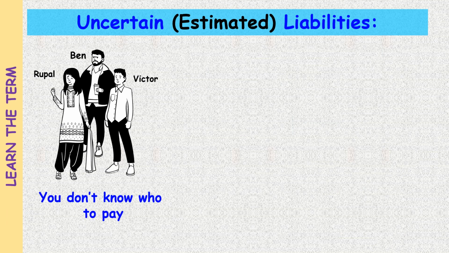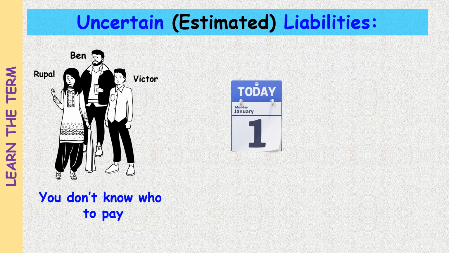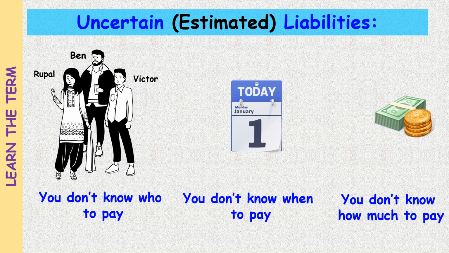So what is an uncertain liability? An uncertain liability is one where you don't know who to pay, you don't know when the payment will be made, and similarly, you don't know how much to pay. All of these make it an uncertain liability.